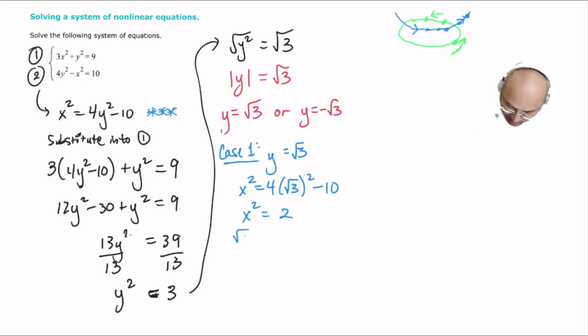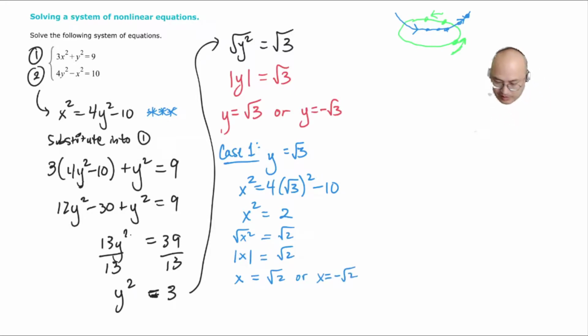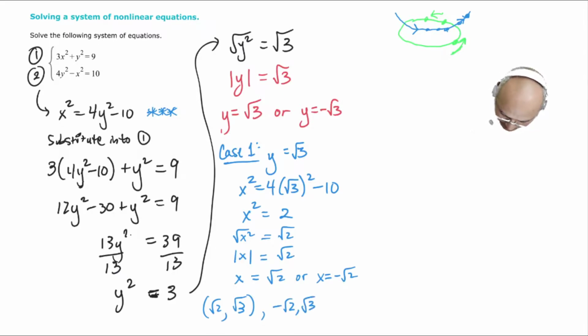And once again, we take the square root of both sides of this equation. We get the absolute value of x is now equal to the square root of 2. x is equal to positive root 2, or what? x is equal to negative root 2. So that satisfies case 1. Why don't we write our ordered pairs for case 1? Remember, the y is the second part of the ordered pair. So there's one ordered pair. Another ordered pair is what? Negative root 2 and then root 3.